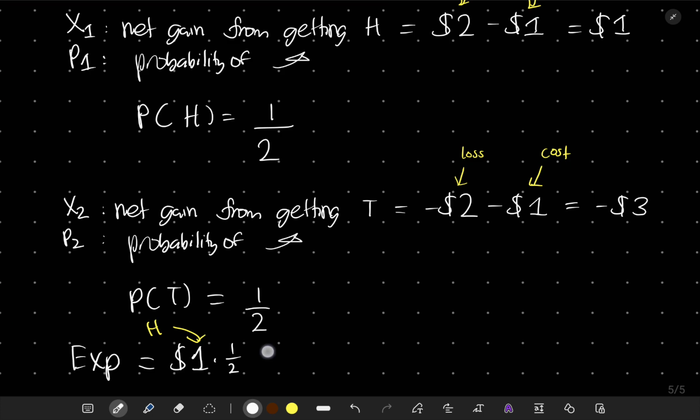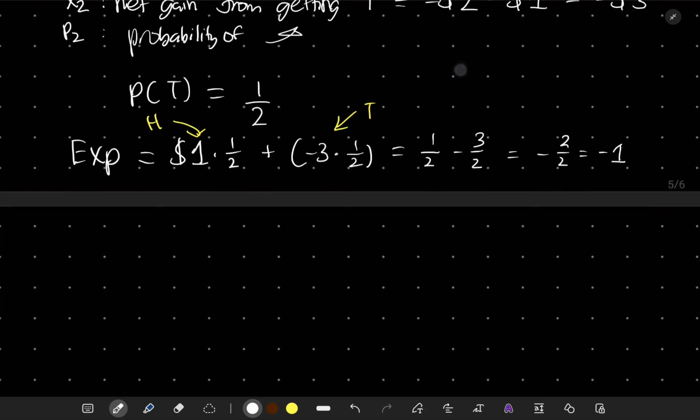And I'm going to say plus -3. And you don't have to do parentheses. I'm just doing it so that it can be easier. But this one is going to be for tails. So -3 times 1/2, right? When I calculate these, this is just going to equal 1/2 minus 3/2. This just equals -2/2, or just -1.